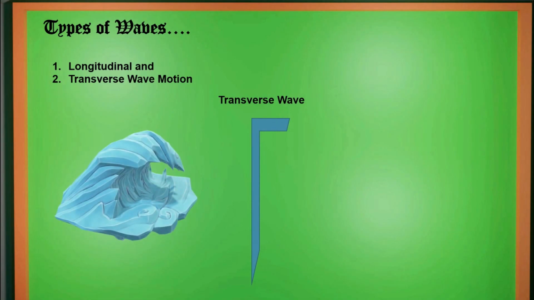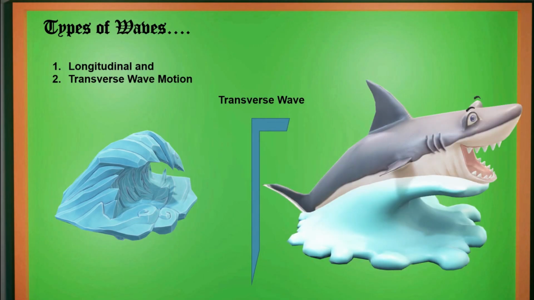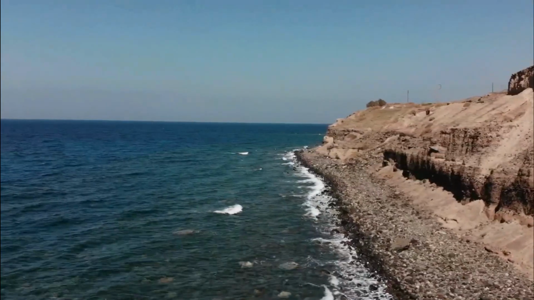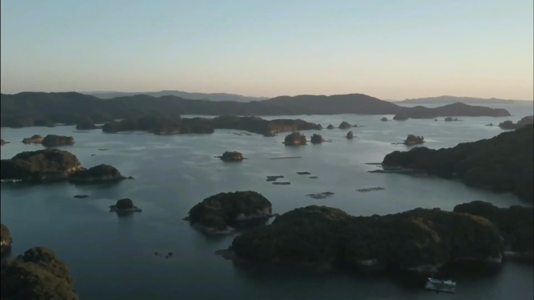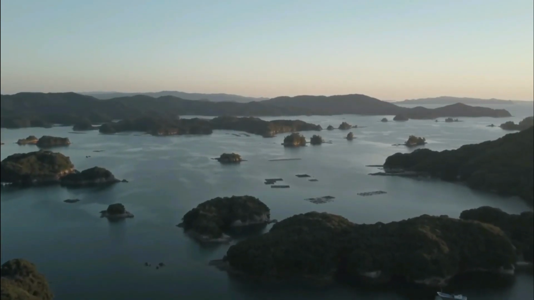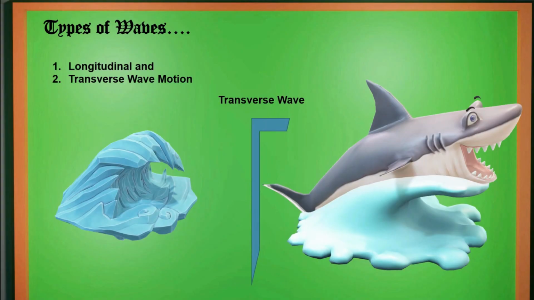The examples of transverse waves include the motion of water on the surface. We might have seen the waves on the ocean, or the movement on the surface of water when we drop a stone on a silent pond. These are the motions which are perpendicular to the direction of propagation.